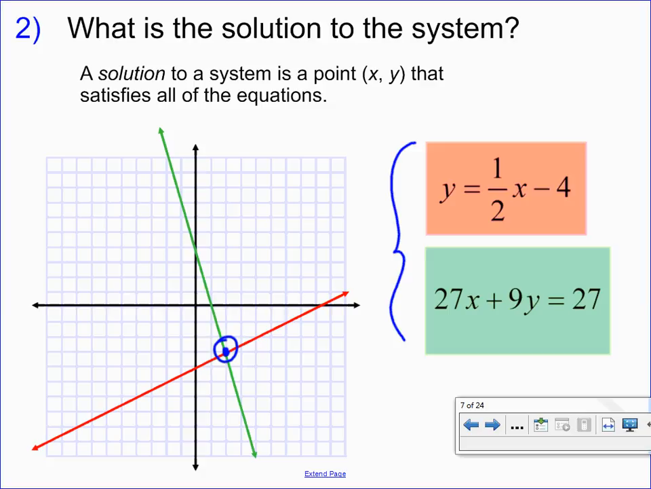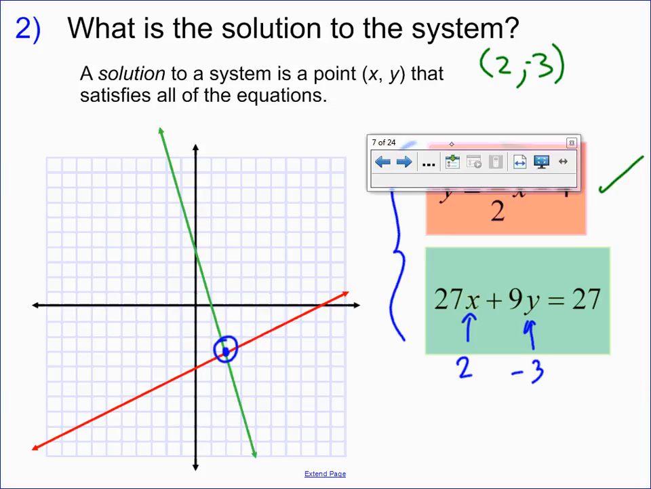If I were to plug in 2 for x, I would get half of 2 is 1. 1 minus 4 is -3. And so it's not 2 comma -4. It looks like 2 comma -3. Let me see if that works though. So 2 comma -3 satisfies the first one, but I'm not sure about the second one. Let's plug in -3 and see if it satisfies the second equation. Here we go. 27 times 2 is 54. Plus 9 times negative 3 is negative 27.